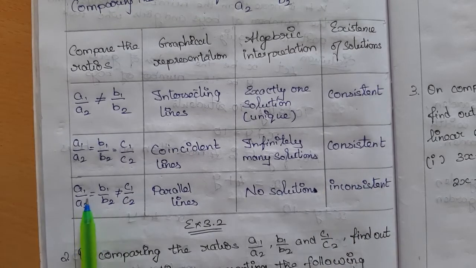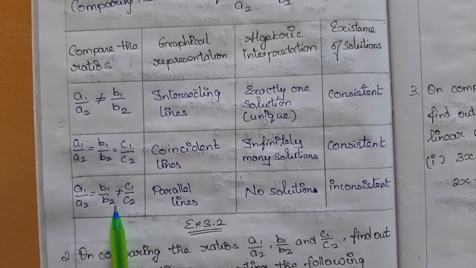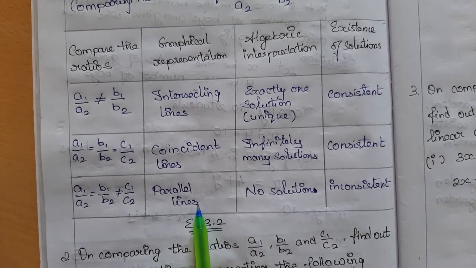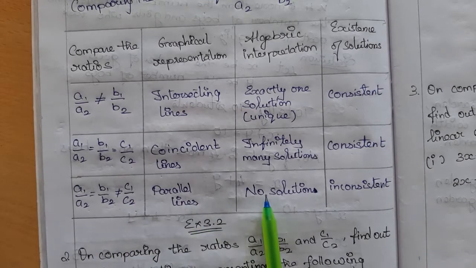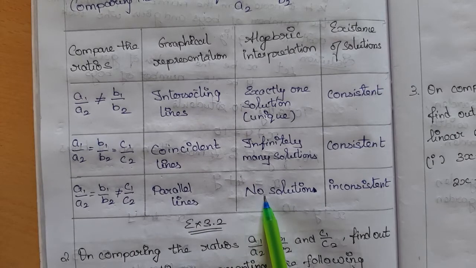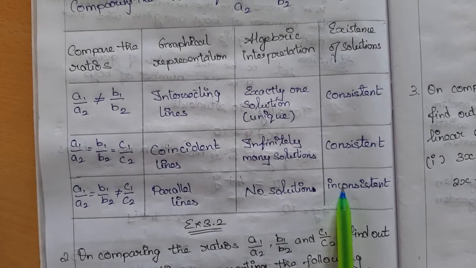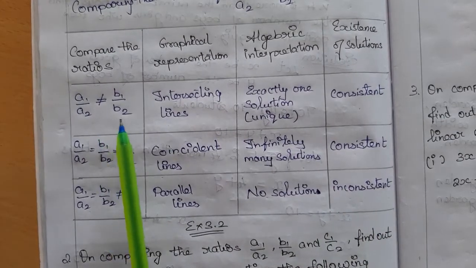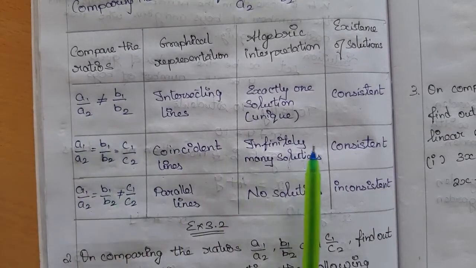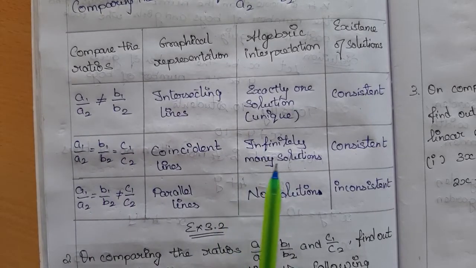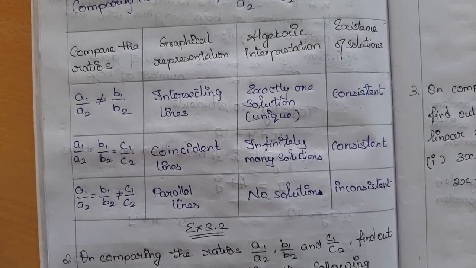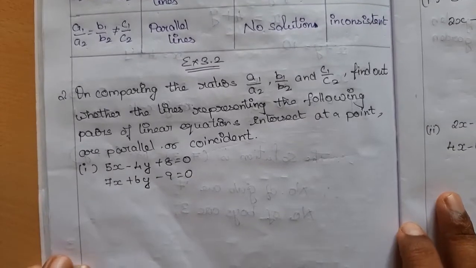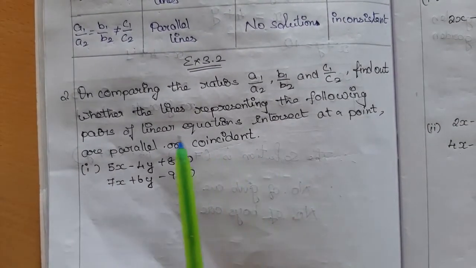And the third condition is a1 by a2 is equal to b1 by b2 but not equal to c1 by c2. In this case it is a parallel line, and algebraically there is no solution, and the existence of solution is inconsistent. So remember these ratios and the algebraic and existence of solution, and based on this we are going to solve the problem here. Exercise 3.2, the second problem.